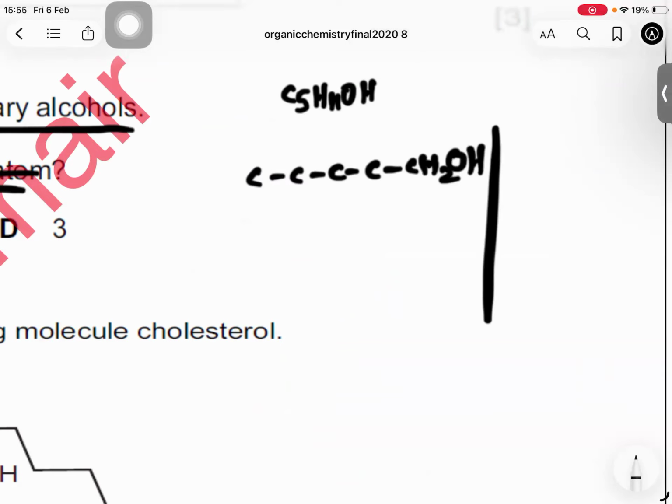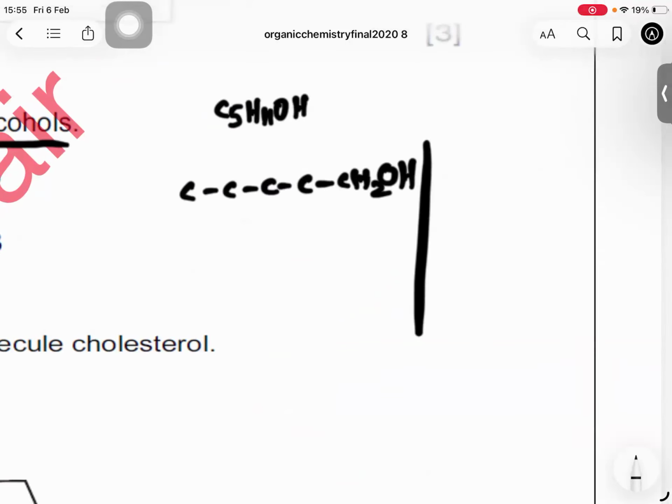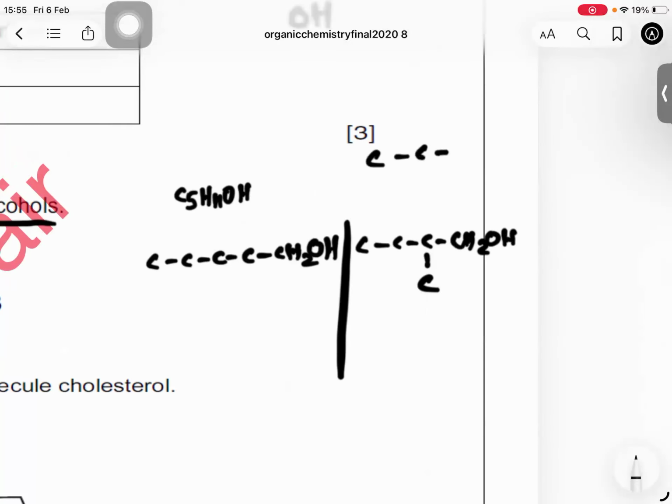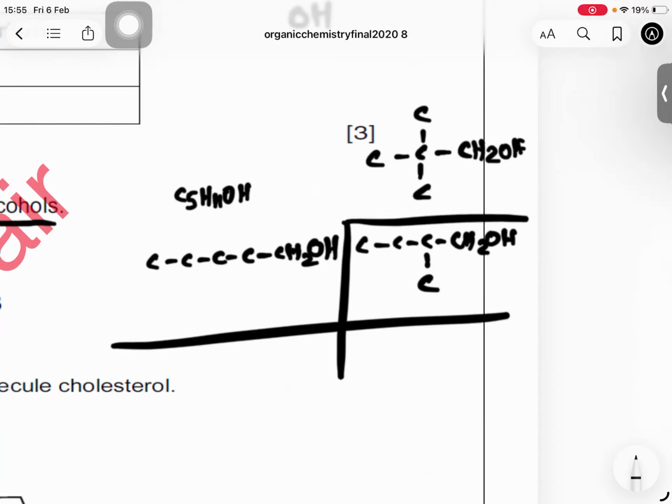Look at this. How many carbon atoms? 5. OH is at the terminal carbon. Now 1, 2, 3, 4 and then OH here. And then OH, C here. And then another one, 1, 2, 3 and 2 carbon in the branch. Now these are the chain isomers.